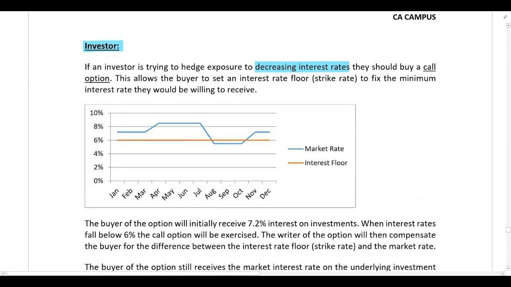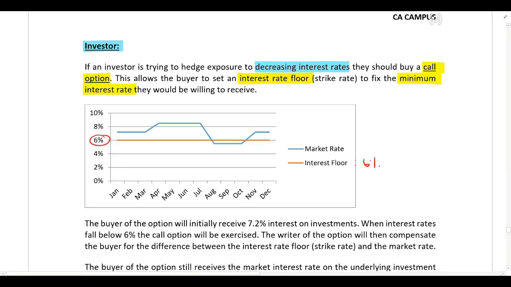On the other hand, if we are dealing with an investor, we said that investors are worried about interest rates decreasing. So investors would go for a call option, and the call option allows them to set an interest rate floor, or the minimum interest rate that they are prepared to accept. So in this example over here, I have an interest floor of 6%.